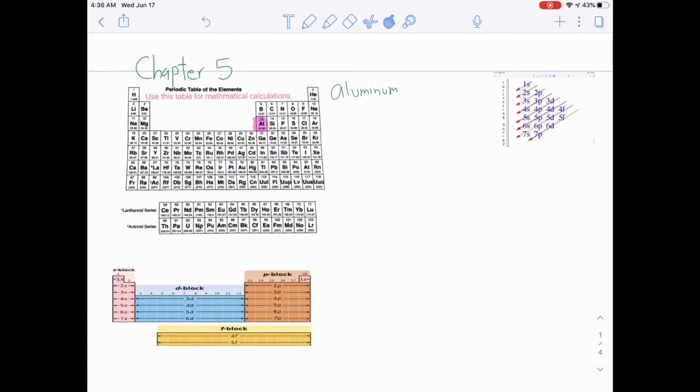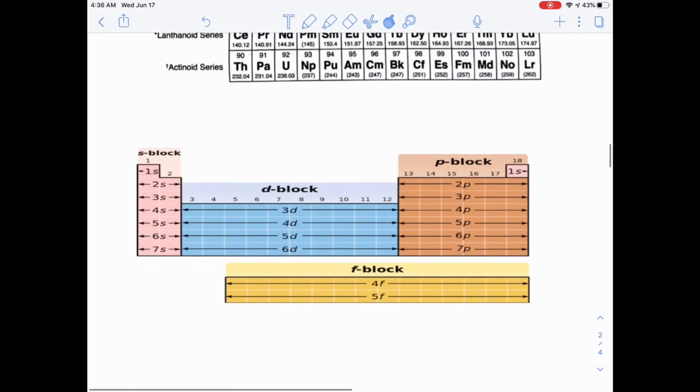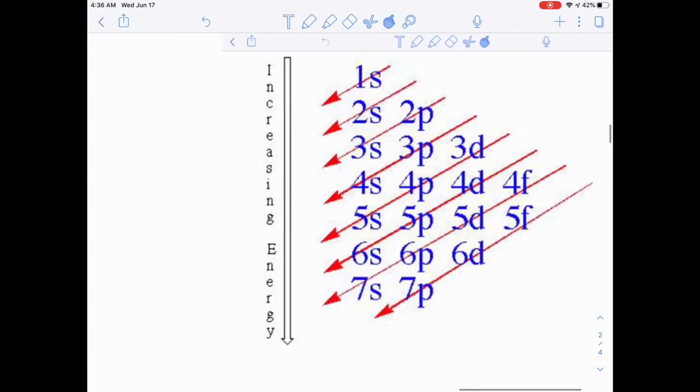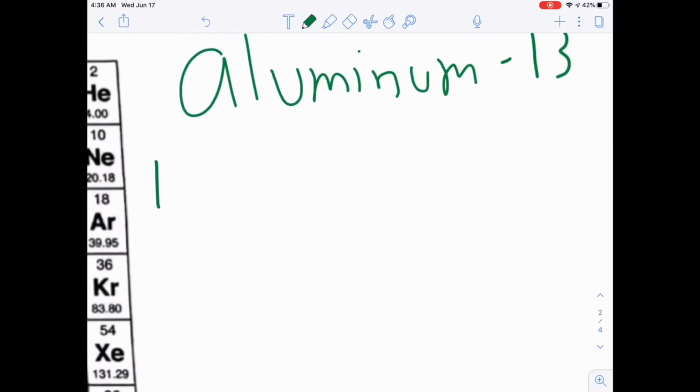In Chapter 5, we use the periodic table to help us solve electron configurations. We can break the periodic table down into blocks, and we could use this chart to help us. So we're going to be using aluminum as an example. So aluminum's atomic number is 13. That means it has 13 electrons.